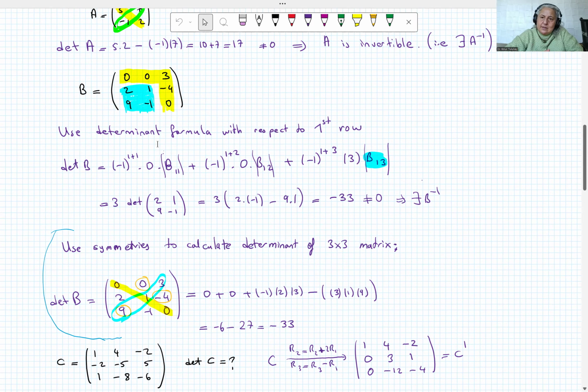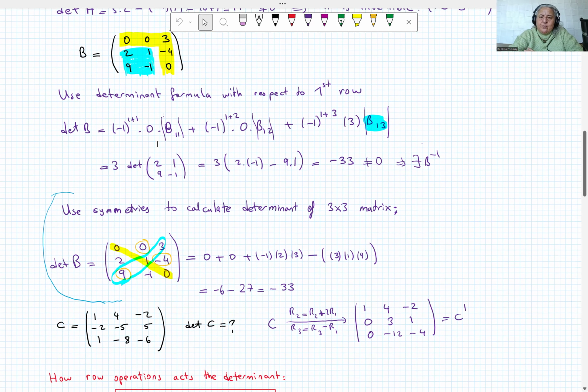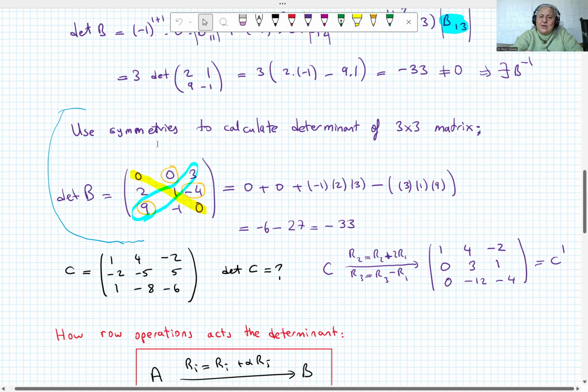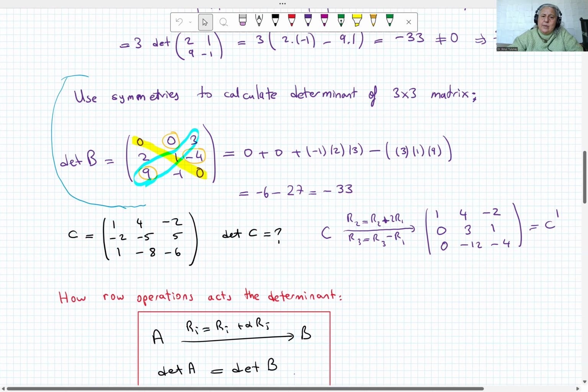In 3 by 3 matrices, you have a quick way to calculate the determinant, by looking at the symmetries. This is what I'm talking about here. You have the main diagonal, which is this one, and that will give me 0. Then I'm looking at the entries: this one times the symmetric entries above with respect to the main diagonal. They will all be additions. So this times this will give me 0.